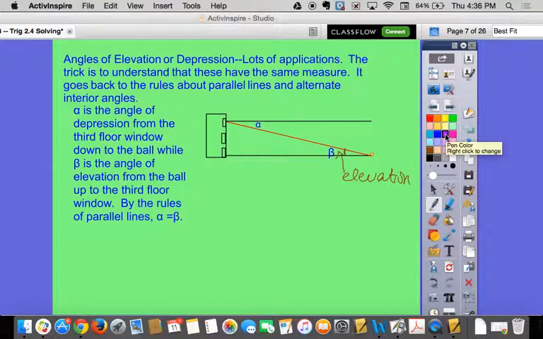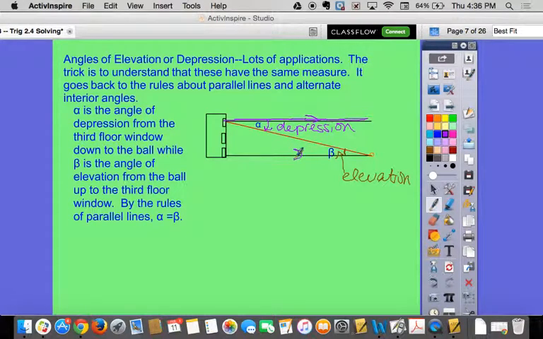Too many of them put it with the vertical. It's never with the vertical. It's always with this line of sight. From your line of sight, how much did you look down? So this right here is the angle of depression. Now if you think about it, your line of sight should be parallel to the ground.